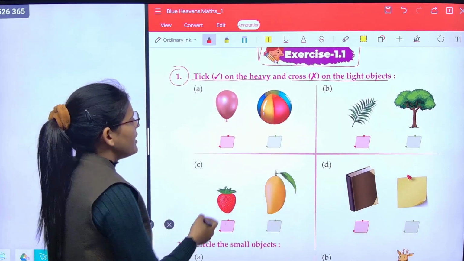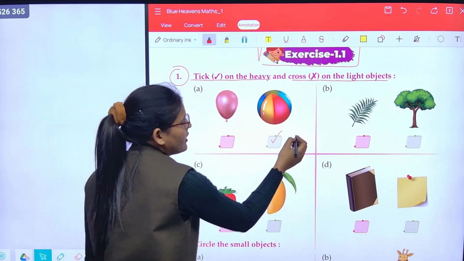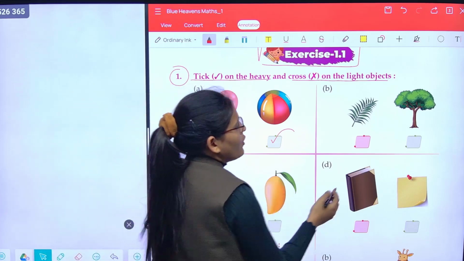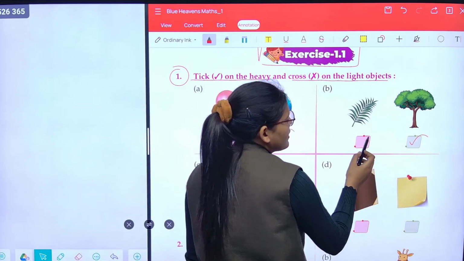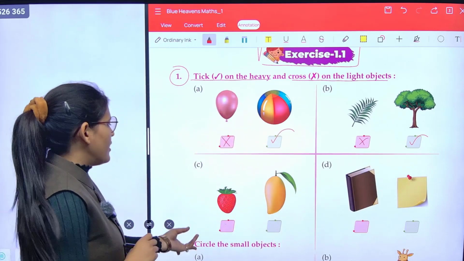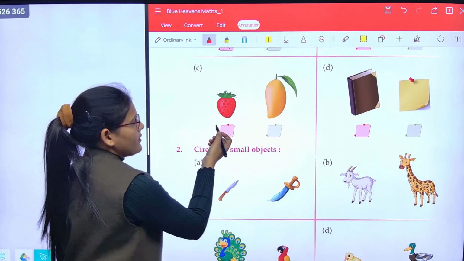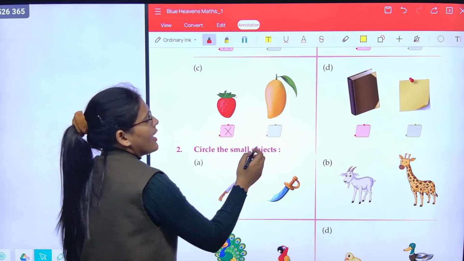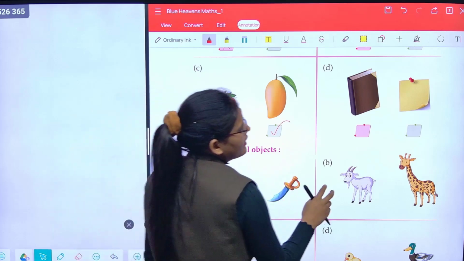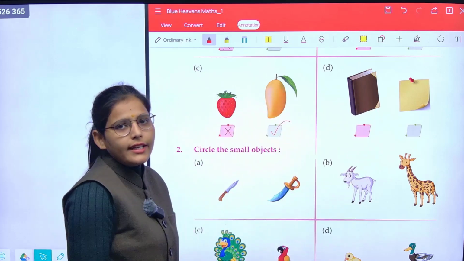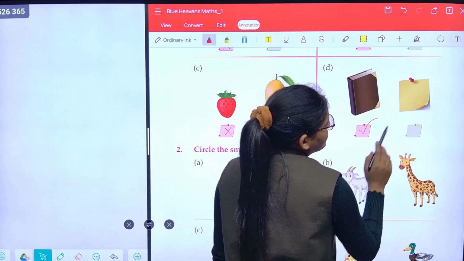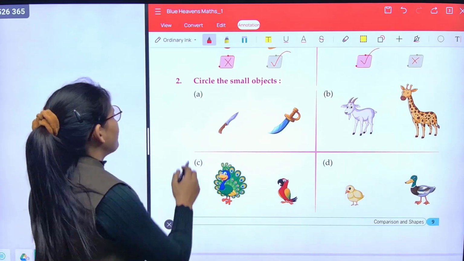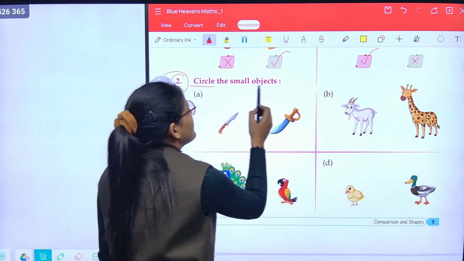Class C, heavy, which is heavy? Ball is heavy and balloon is light. Okay. Now tree is heavy and leaf is lighter. Put cross. Now class, again strawberry is light object. Now cross. And mango is heavy, light. See, book is heavy or light? Heavy. And page is light. Understand class? Now class C, come on question number 2, circle the small object.